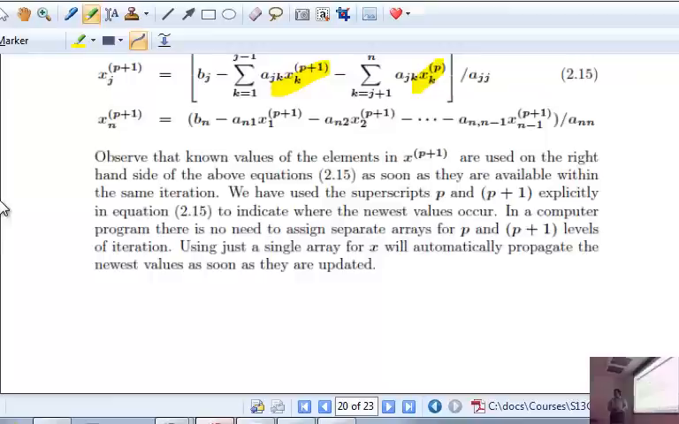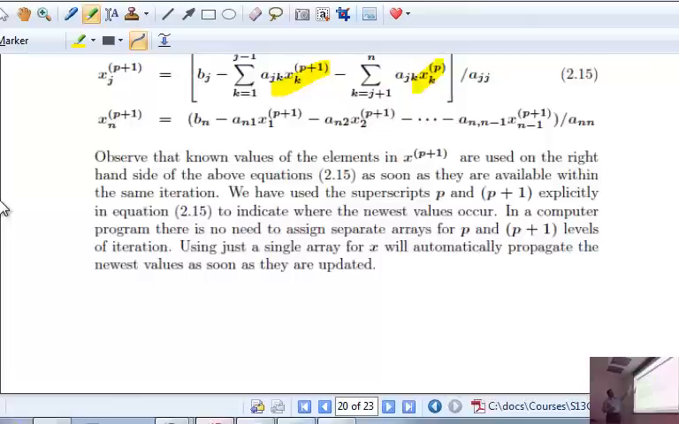Why is it better in terms of storage? You just keep one vector. Okay, as soon as you put a new value, it automatically uses that new value. So you don't need to make this two vectors, the old and the new vector. Just keep one vector for x, make a guess, and calculate a new value, and that will automatically be used in there.